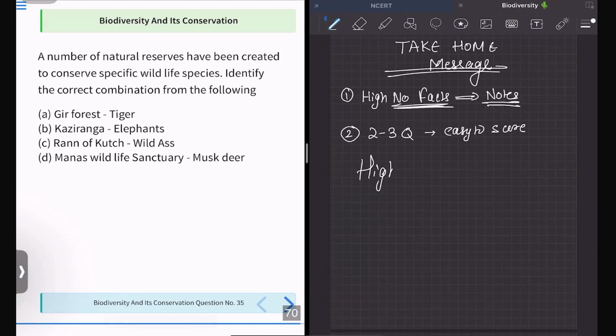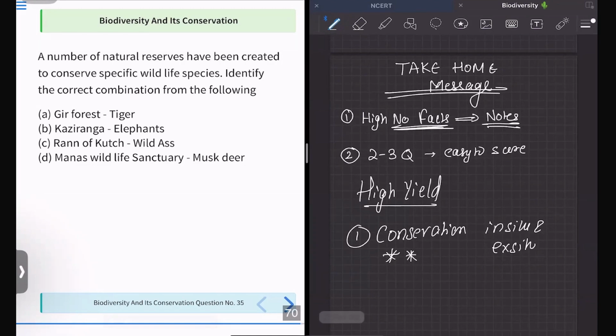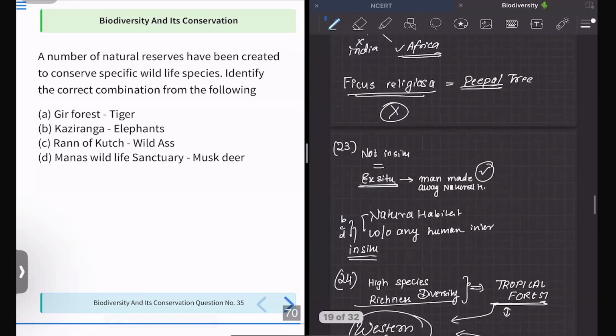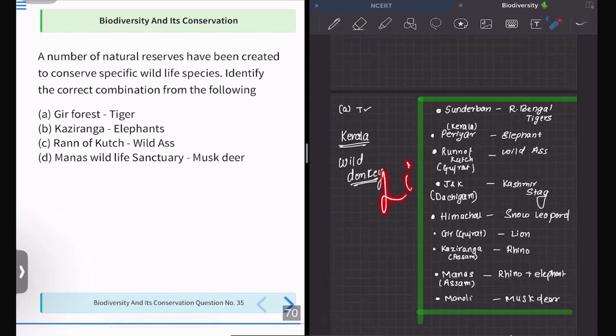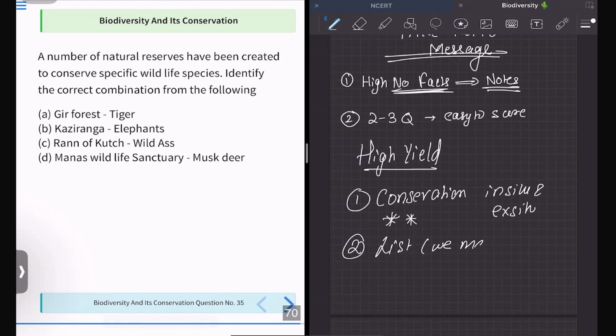And what are the high yield topics? Conservation via in situ and ex situ is a very highly important topic, mark it as 2 star. Another important topic from biodiversity is this table which you have made, because many questions were from this list also. So this list is also a high yield concept, and I'll write it as a list we have made. That is a high yield concept. And third is about the endangered species, extinct species, that concept.